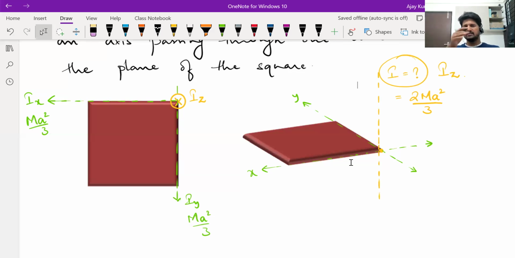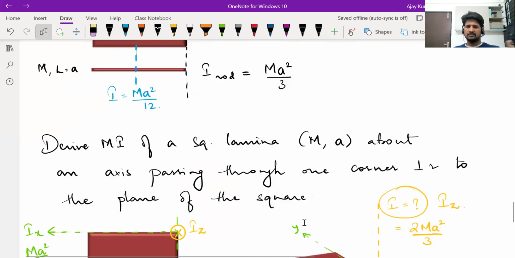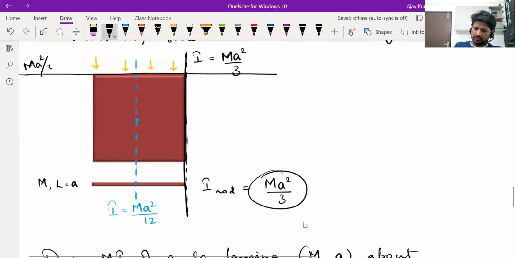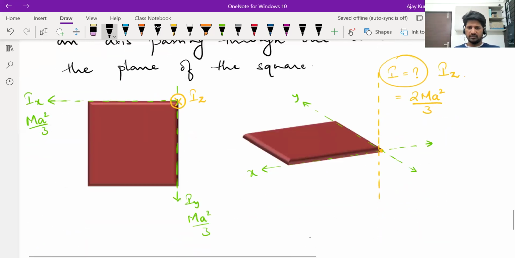So we visualize the x-axis, y-axis, and then we realize that we already know the moment of inertia about the x-axis and y-axis. That is the last problem that we solved. Moment of inertia about the y-axis is ma square by 3. About this also, it will be the same, ma square by 3, because that is also an edge of the square itself. So Ix and Iy are both ma square by 3. Then about the given axis, which is the z axis, it will be 2 ma square by 3.